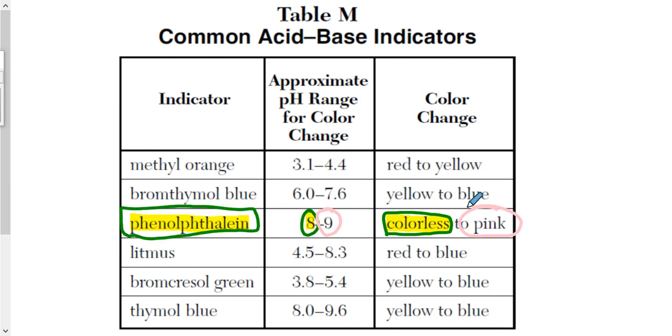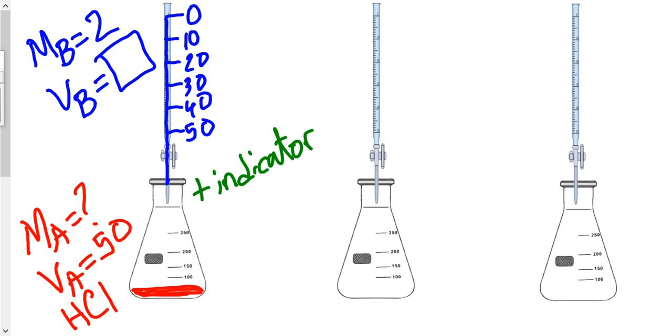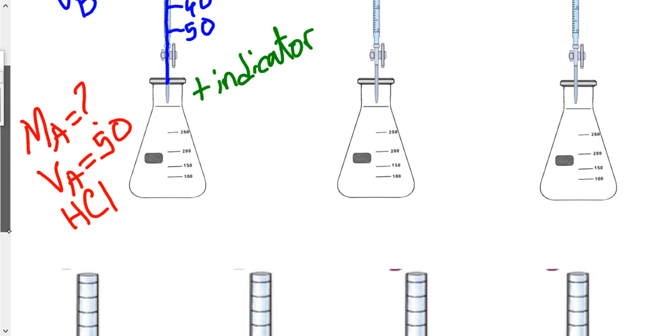So that's the indicator we usually use for an acid-base titration, because it changes the color from being colorless to pink. So when we start with an acidic solution, we're not going to see any color, but eventually when the solution is neutralized, we're going to see a very faded pink color. So usually it would look like.